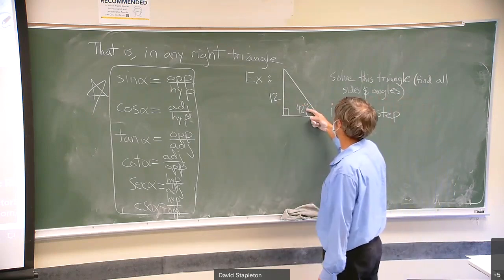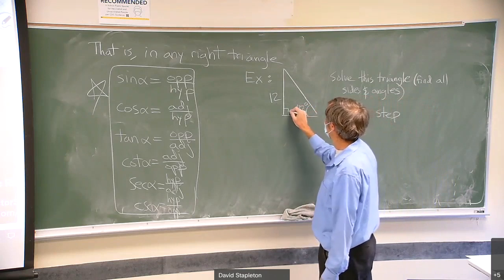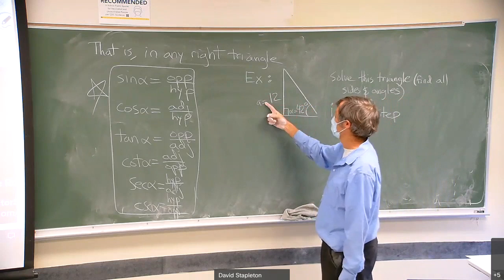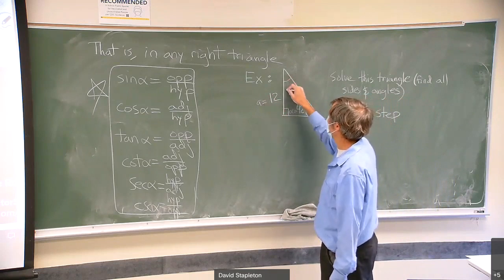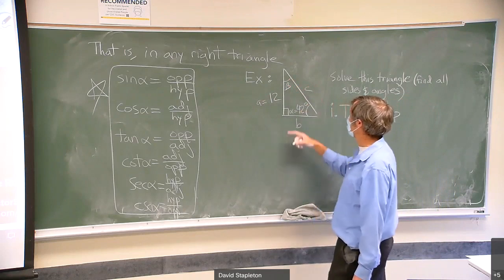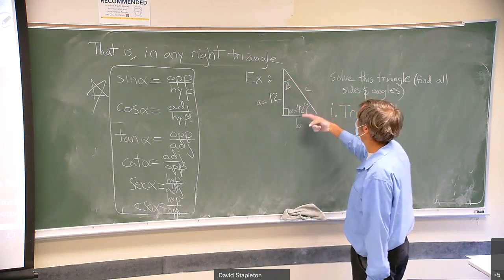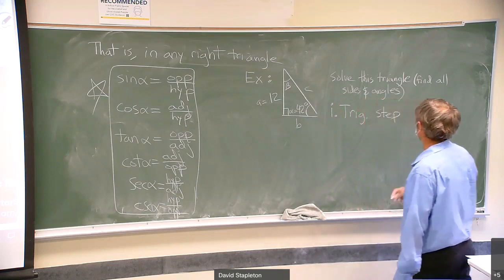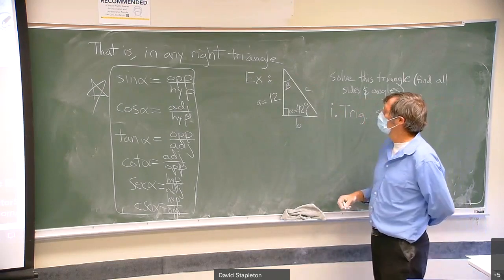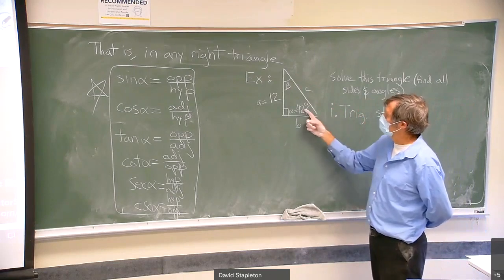If I were to call this alpha, then this one has to be A. Opposite, A goes opposite alpha. And this one's beta, the remaining acute angle, so this has to be B, and then this has to be C. I need to find beta, C, and B. So the trig step is to relate any one of those unknowns by a trig relation to the two numbers I do have.